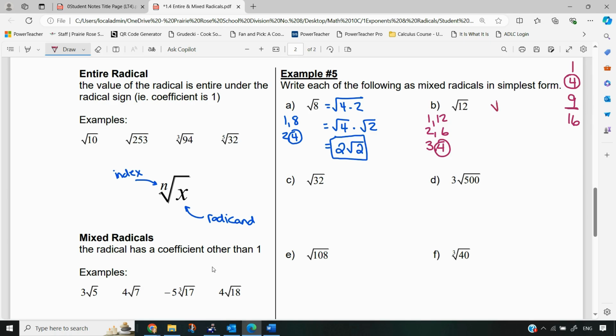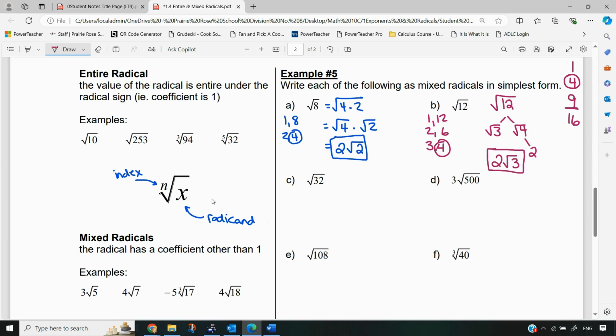Another way that you can write this is as a factor tree. So if I have root 12, that can be root 3 times root 4. Root 3 can't be broken down any further. Root 4 is 2. So I will typically write my coefficient first. So that's 2 square root 3.